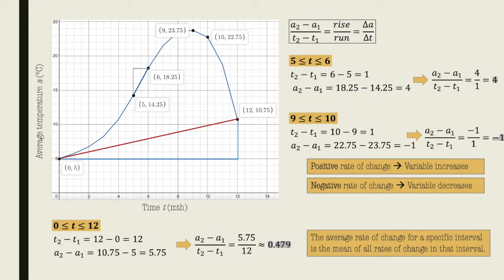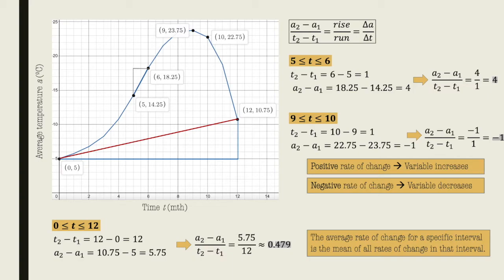Theoretically, if you were to find the sum of all gradients in this curve and divide them by the number of all gradients, you would get this value, 0.479. In other words, 0.479 is the mean of all gradients in this curve. Generally, we look for the average rate of change of an interval we do not have much information about regarding what occurred in between the endpoints.